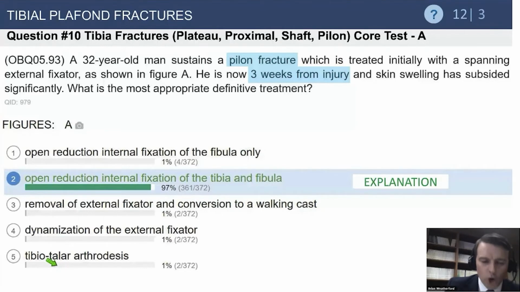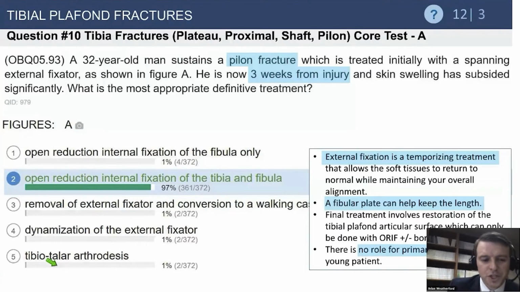Okay, open reduction and internal fixation of the tibia and fibula. I think this is a fairly straightforward one. This is the standard treatment for these injuries. We convert them from their external fixator into definitive reconstruction, trying to achieve an anatomic reduction of the articular surface and typically relative stability of the metaphyseal component of the fracture. External fixation is a great temporizing treatment, but you can't get the joint right. Fixing the fibula can help to regain length and restore the anterolateral and posterolateral fragments via ligamentotaxis, because remember, they're connected via the ligaments of the syndesmosis, the anterior tibiofibular and posterior tibiofibular ligaments.